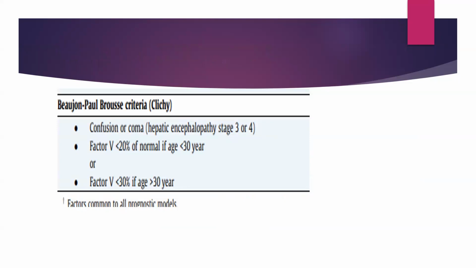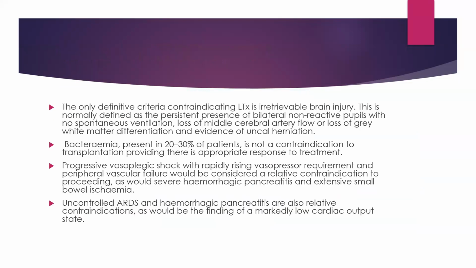Now there is a Clichy criteria, which includes confusion, coma of hepatic encephalopathy of stage 3 or 4. Then factor 5 should be less than 20% of normal if age is less than 30 years, or factor 5 should be less than 30% if age is more than 30 years. The only definitive criteria contraindicating liver transplantation is the irretrievable brain injury.